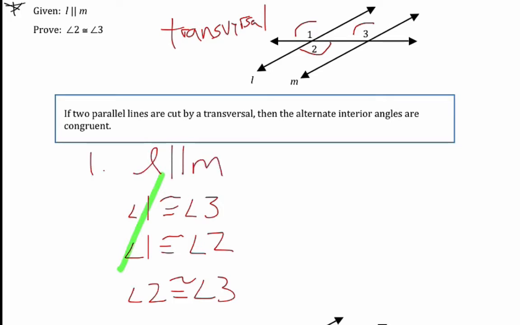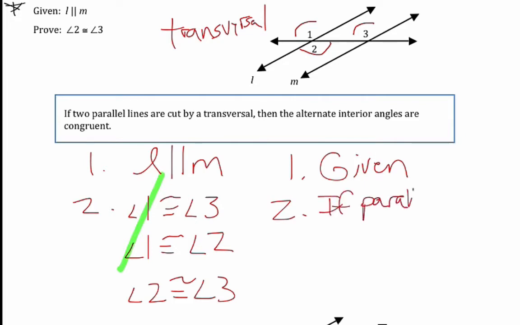That was my first statement because it was given to me. Statement number 2, I said that angle 1 and angle 3 were congruent because they were corresponding. But corresponding are only congruent if the lines are parallel, so I have to mention all those important parts. If parallel lines are cut by a transversal. And while this seems like a lot to write, it's important.